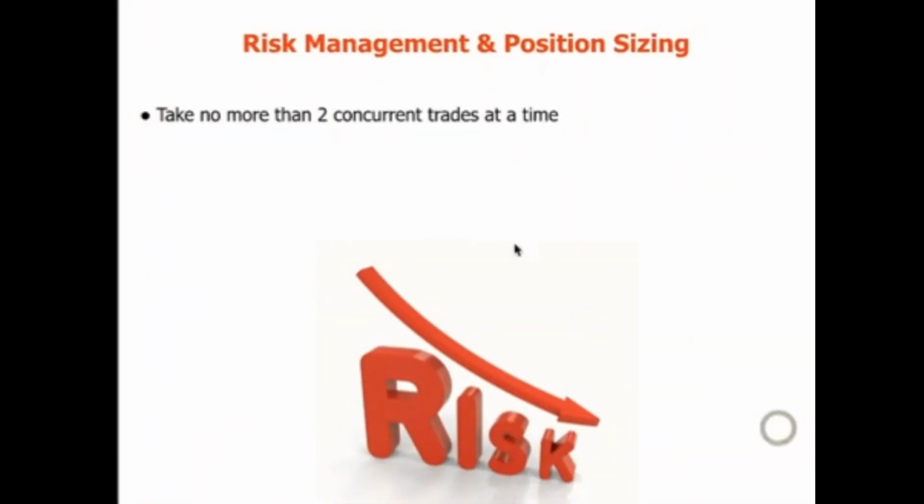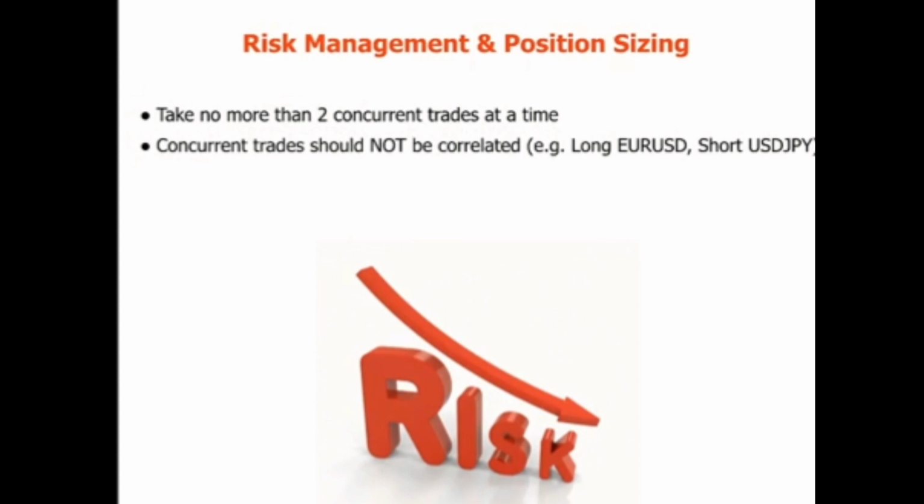So this is my style and this is the way I trade. I don't take 2 concurrent trades at a time. Now what do I mean? If I go long on EUR/USD, I cannot go short on USD/JPY, because going long on EUR/USD means I'm selling USD. Going short again on USD/JPY is like repeating the same trade, because obviously you are selling USD in 2 different trades. So I don't do that.